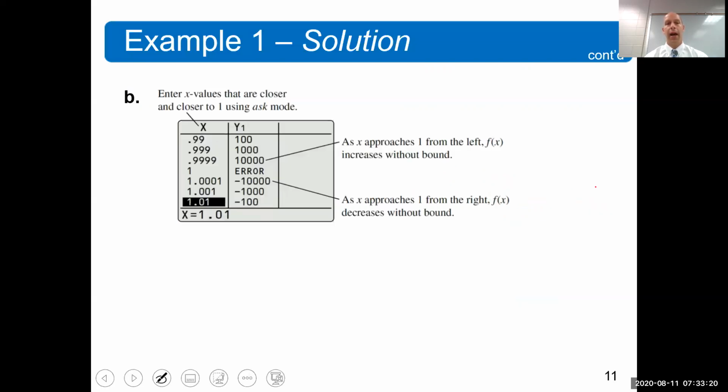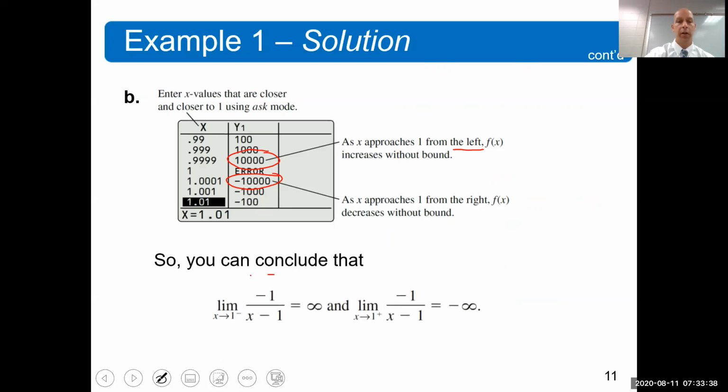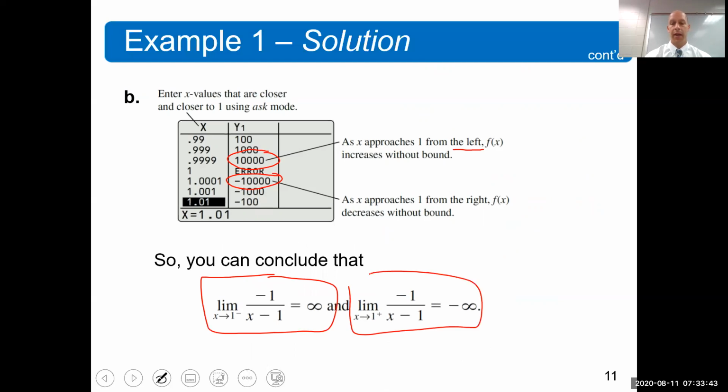So we can even see numerically that this is going to positive infinity. If we look at example B on the left, you'll notice that the y value is approaching a big positive number. But on the right-hand side, it's approaching a big negative number. So that's why we would conclude that on the left, the limit's infinity, but on the right, the limit is negative infinity.